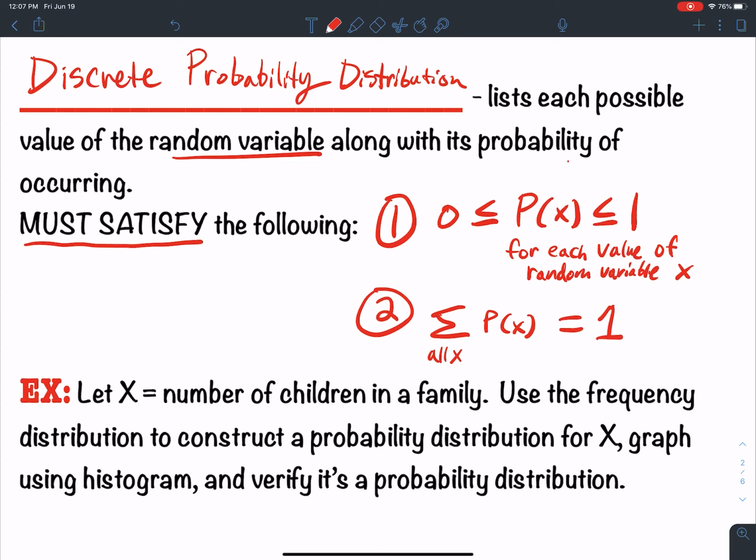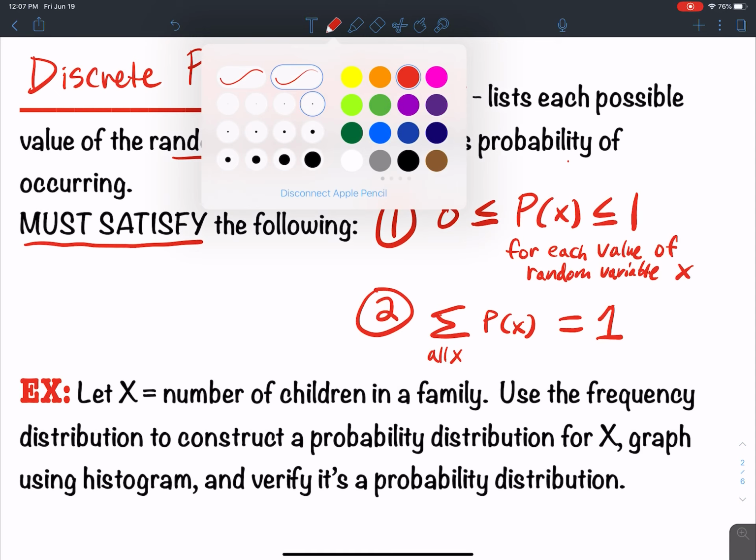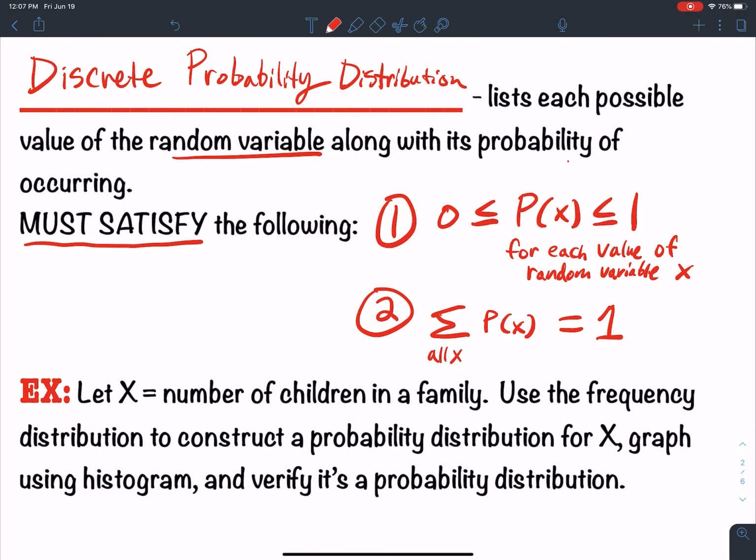So why do these rules make sense? Number one, if I'm talking about probability, the smallest your probability can be is 0. If it's a 0 chance of happening, that means for sure it's not even possible. And the biggest your probability can be is 100%. And if you have 100% probability, that means it's a certain event. It's going to happen, guaranteed. Can't be any bigger, can't be any smaller.